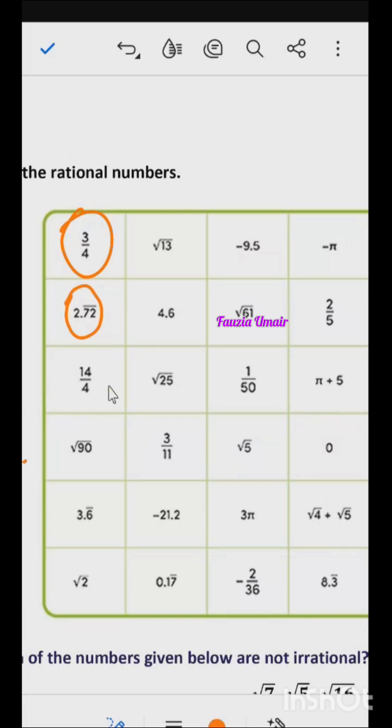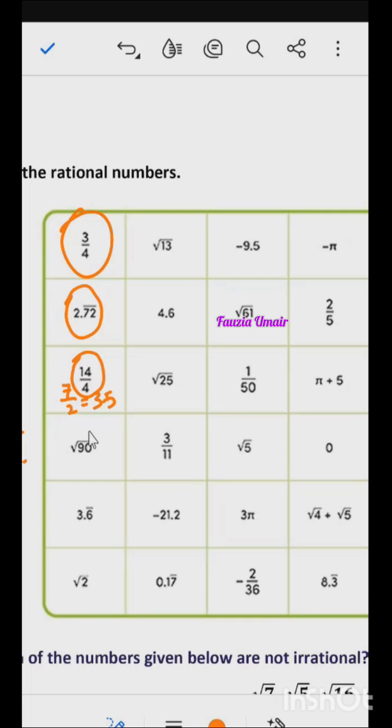So 14 by 4, what do you think? Irrational. Why? It is a rational number. 14 by 4 is 7 by 2. So 7 by 2 is basically 3.5, a terminating decimal. Hence it's a rational number. Okay, beta? So square root of 90.